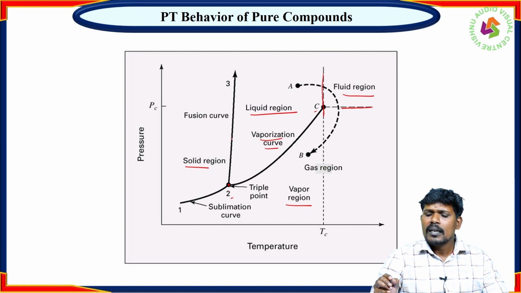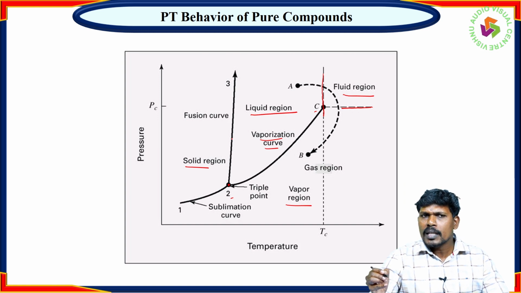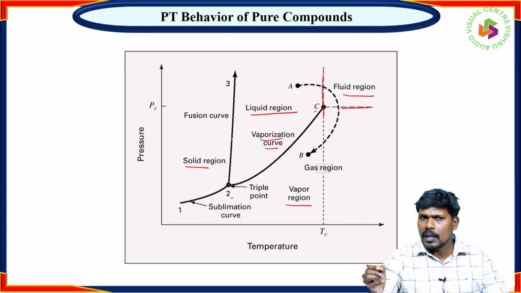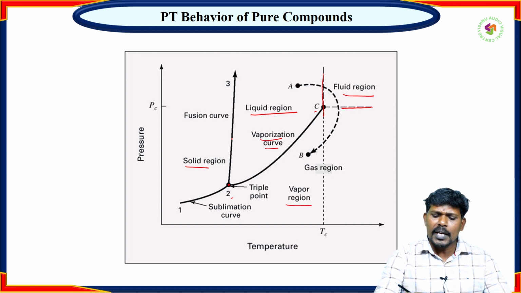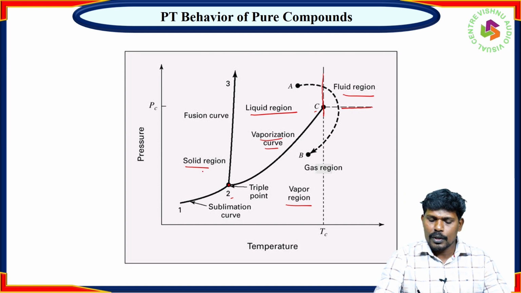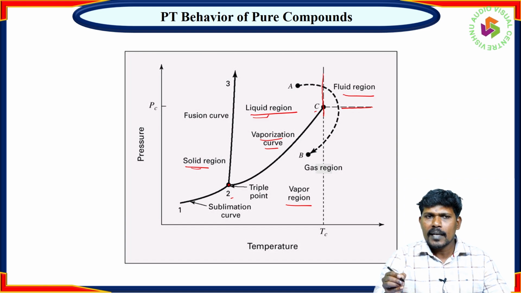But apart from that, beyond the critical point, if the liquid region is transferring without crossing the equilibrium curve, then the process is a very gradual process. Here we can say that when the solid compound is changing to the liquid phase, the temperature and pressure at that point is called the melting point.